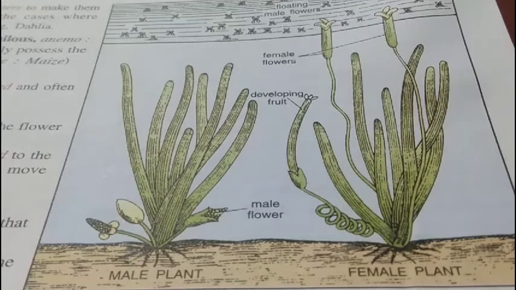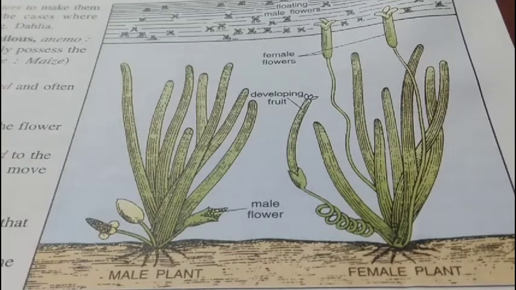This is your second video on revision of chapter pollination and fertilization. Today we are going to read about the agents of cross pollination and different characteristics of different kinds of pollination.